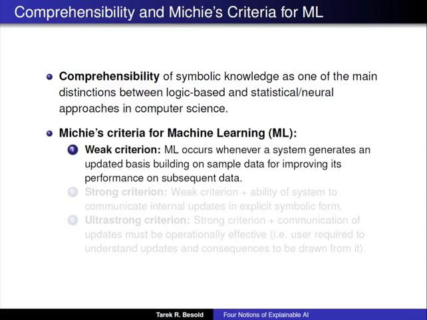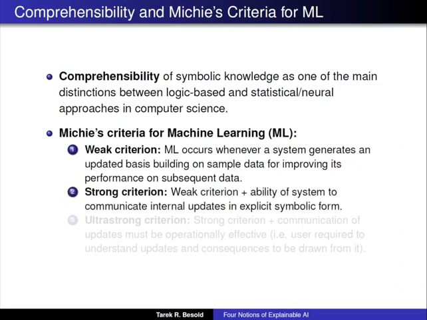Then, in the 1980s, a guy in the UK called either Donald Michie or Donald Michie, opinions differ, was actually around when machine learning got started proper, and he back then, quite lucidly, introduced what he called 3 criteria of machine learning. So in his definition, machine learning in its weakest form occurs whenever a system generates an updated basis building on sample data for improving its performance on subsequent data. I think everyone can agree to that. So the system does something, it gets a bit of data, and it improves over time from the data.